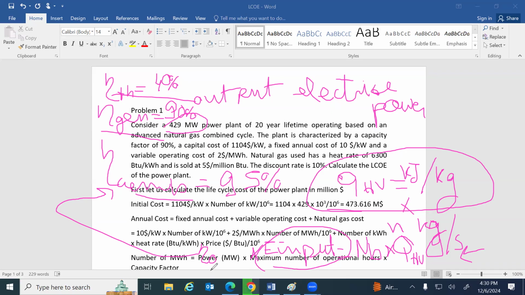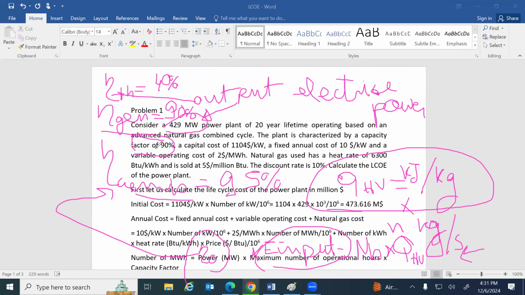When you multiply it by the overall efficiency, which is the thermal efficiency times the combustion efficiency times the generator efficiency, you get the electrical output. So this represents what is given directly for you here, which is 429 megawatt. This is the electrical output power of my plant, okay? And then using the capacity factor, you determine the number of megawatt hour produced per year. Yes? Capacity factor is always given. We don't have to find it.